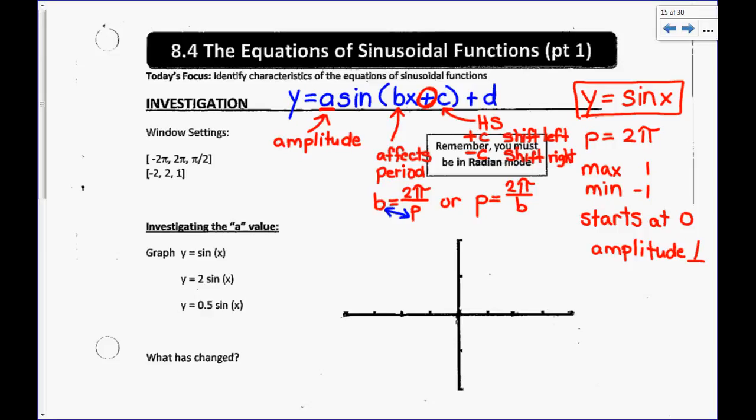Okay, and the last one, if we add or subtract some number out here, the d, then that is actually your midline. D is your midline, and it's just like you would expect. If you're adding d, it's going to shift your whole graph up. And if you're subtracting d, it's going to shift your whole graph down.